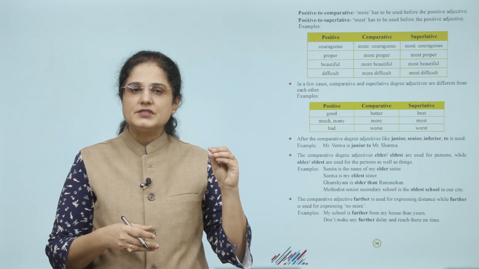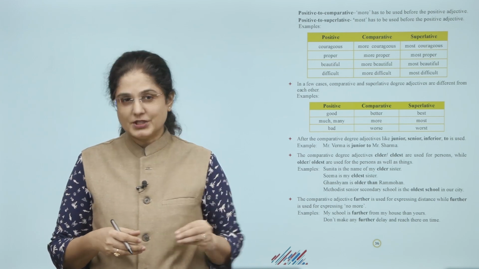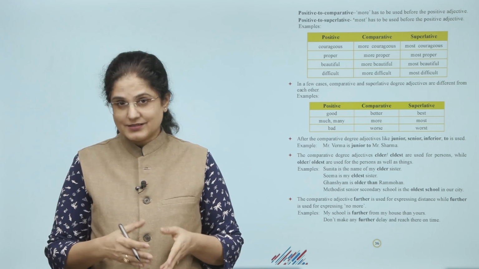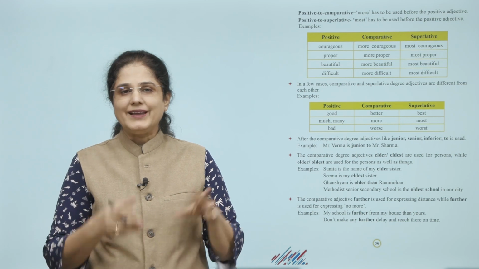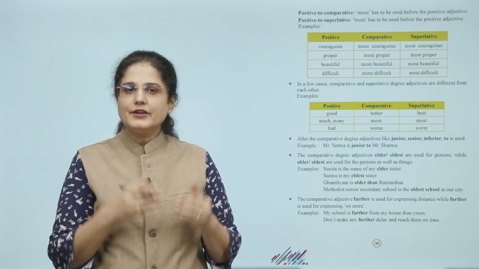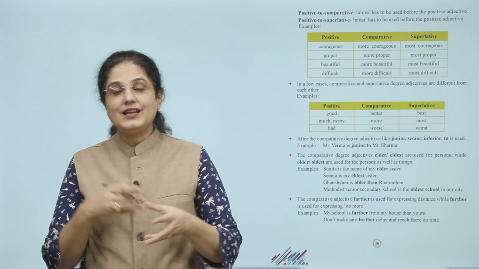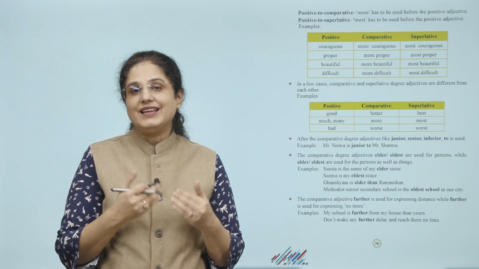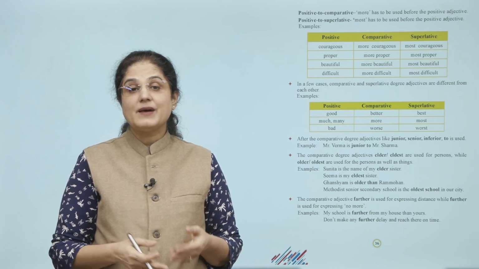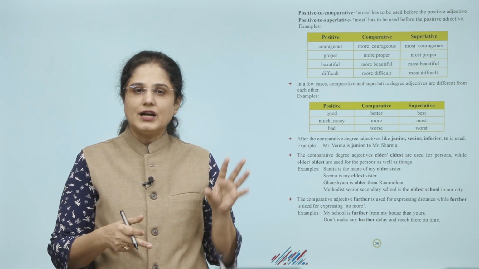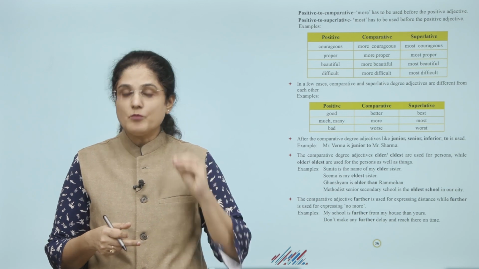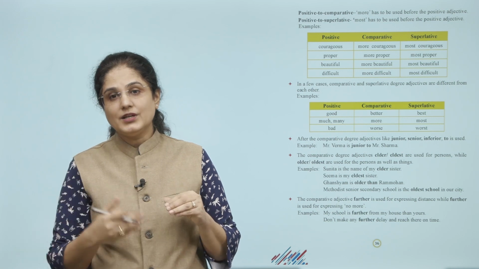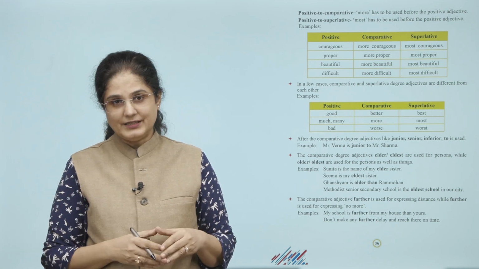For example, Mr. Verma is junior to Mr. Sharma. The adjectives elder or eldest are used for persons, while older or oldest are used for persons as well as things. For example, Sunita is the name of my elder sister. Seema is my eldest sister. Ghanshyam is older than Ram Mohan. Methodist Senior Secondary School is the oldest school in our city.